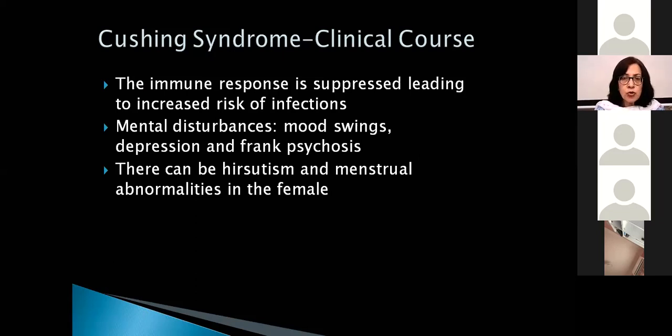There can be hirsutism and menstrual abnormalities in the female. Now, one very important cause of hirsutism is Cushing's. There are one or two other diseases, but many of the patients with Cushing's present with hirsutism. A female having facial hair, like beard hair, is very worried, and that is one of the early signs in which the patient comes to you.